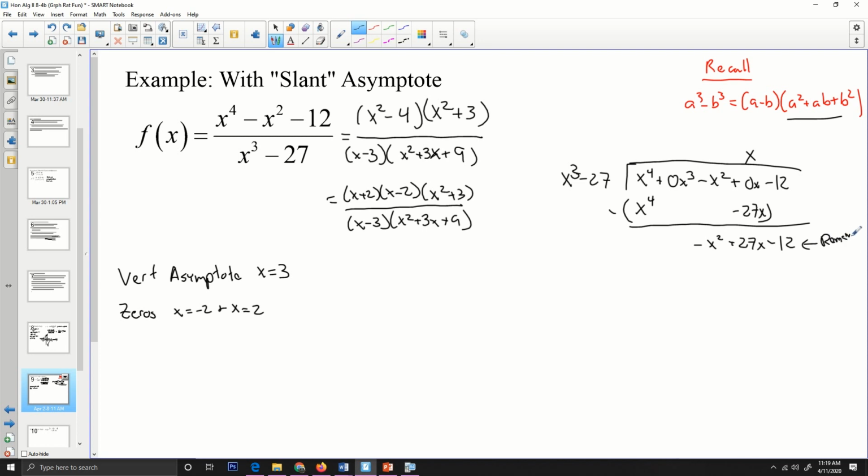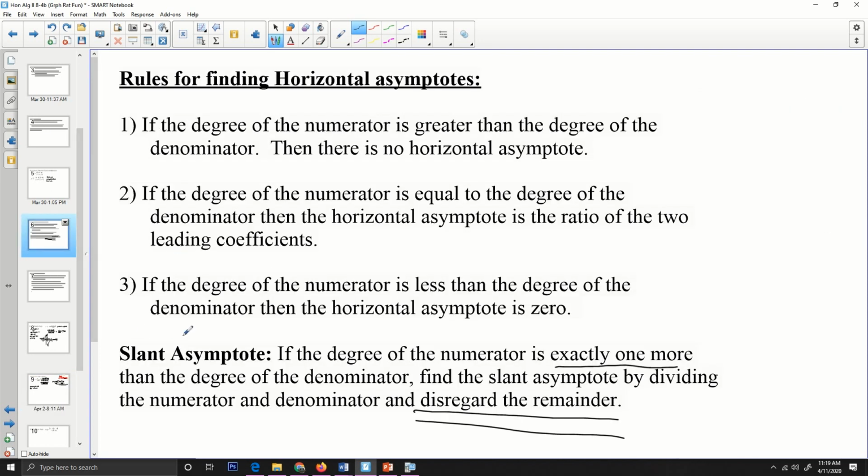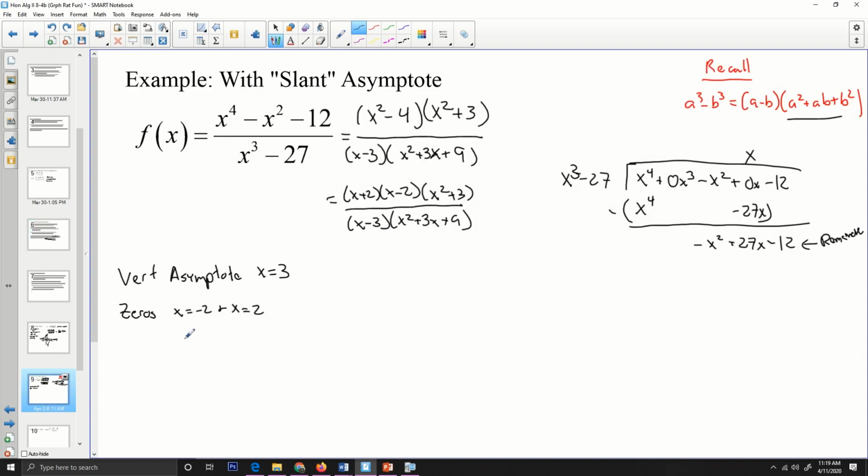And so if we go back to the notes where it says for a slant asymptote, if the degree of the numerator is exactly one more than the degree of the denominator, find the slant asymptote by dividing the numerator and denominator and disregard the remainder. So our slant asymptote is just going to be y equals whatever is here. We don't have to worry about this. We disregard it. It's just y equals x.